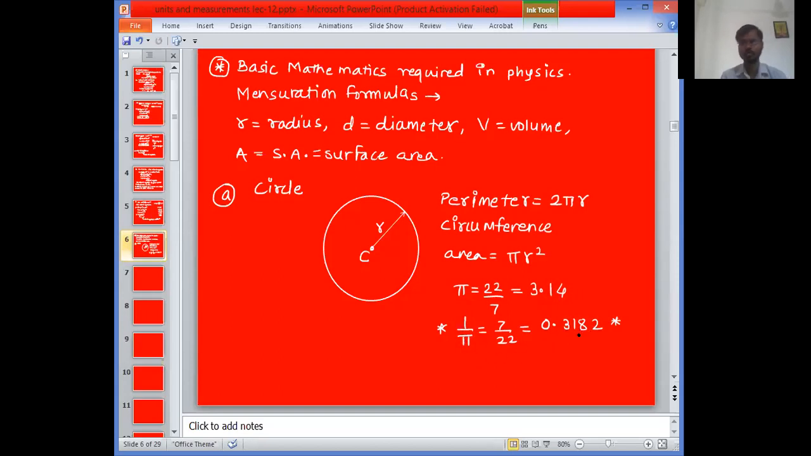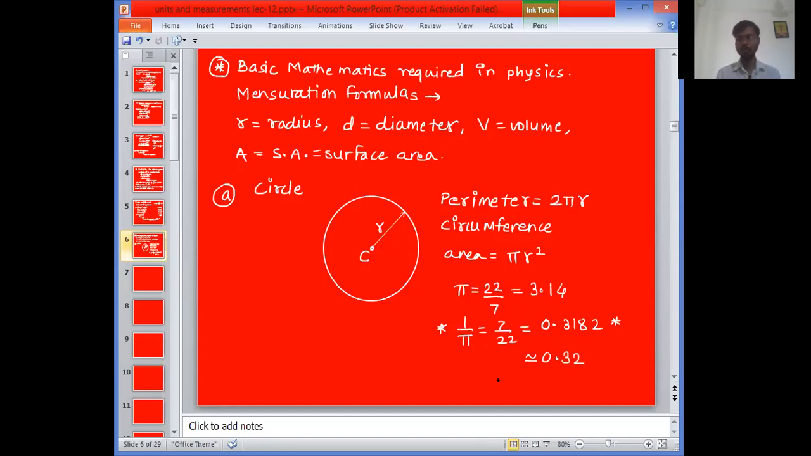Those of you who want to remember it in Marathi, that is absolutely okay. 0.3182 in Marathi, and in English 0.3182. Of course, you can write this value approximately. This digit is 2, which is less than 5, so no need to modify the 8. But the 8 is more than 5, so I have to increase this number. So you can write this as approximately 0.32.